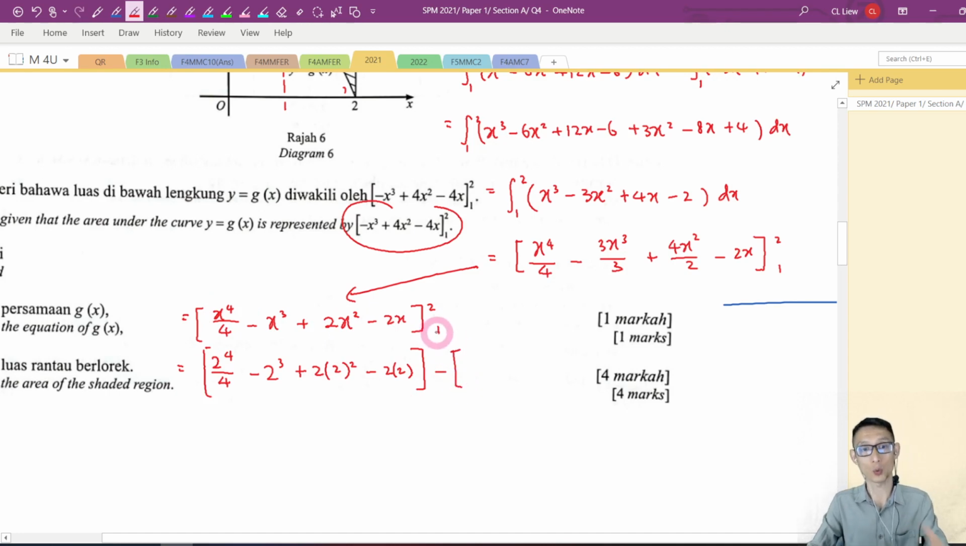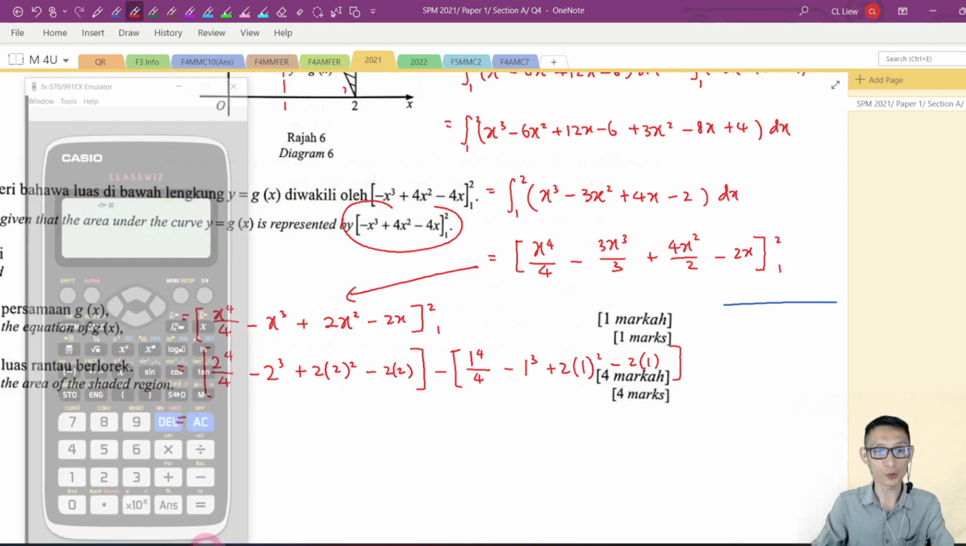Now it's a turn for the lower limit. I'm going to substitute the lower limit into this function. So x is equal to 1 now. So 1 power 4 over 4 minus 1 power 3 plus 2 times 1 power 2 minus 2 times 1. Okay, let me double check again.